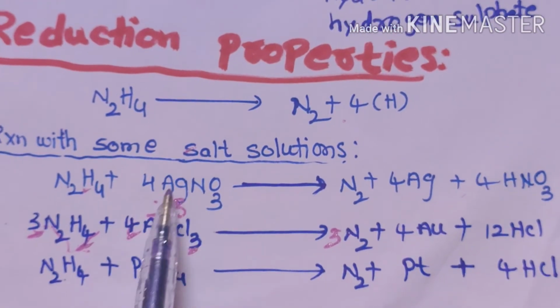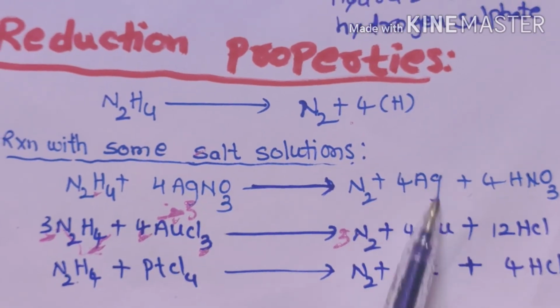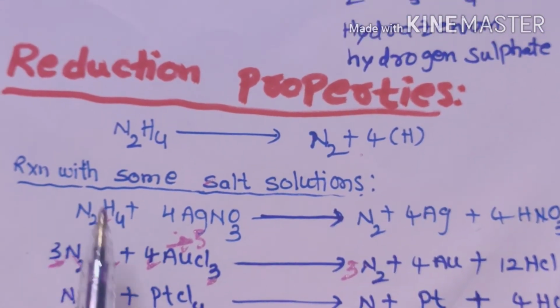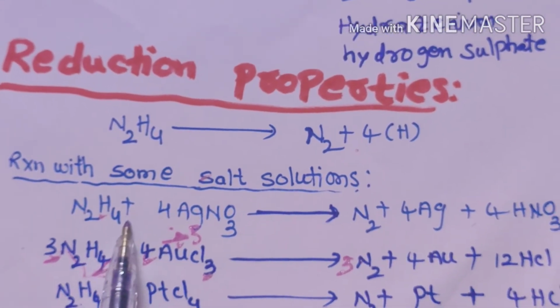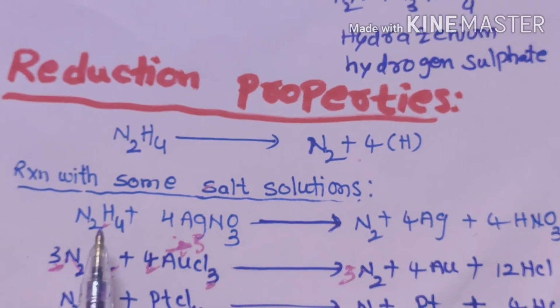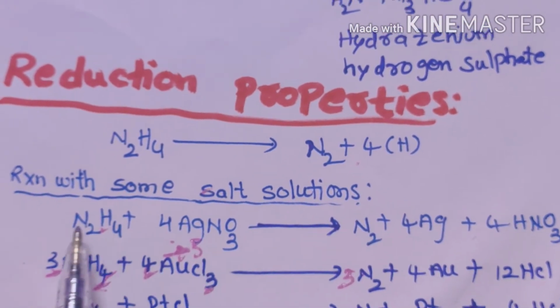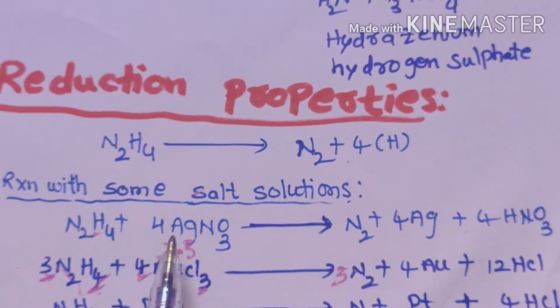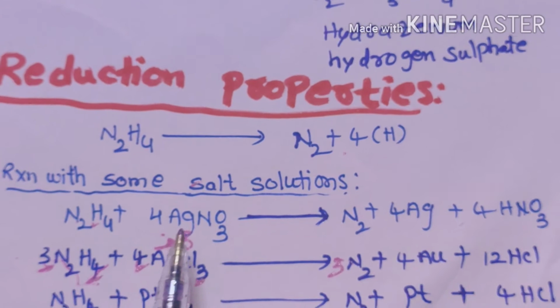So here metal salts are reduced to their corresponding metals, and these reactions are very easy to balance. Each hydrazine molecule gives 4 hydrogen atoms. So to balance this reaction between hydrazine and silver nitrate, we have to take one hydrazine molecule and we have to take 4 AgNO3 molecules.